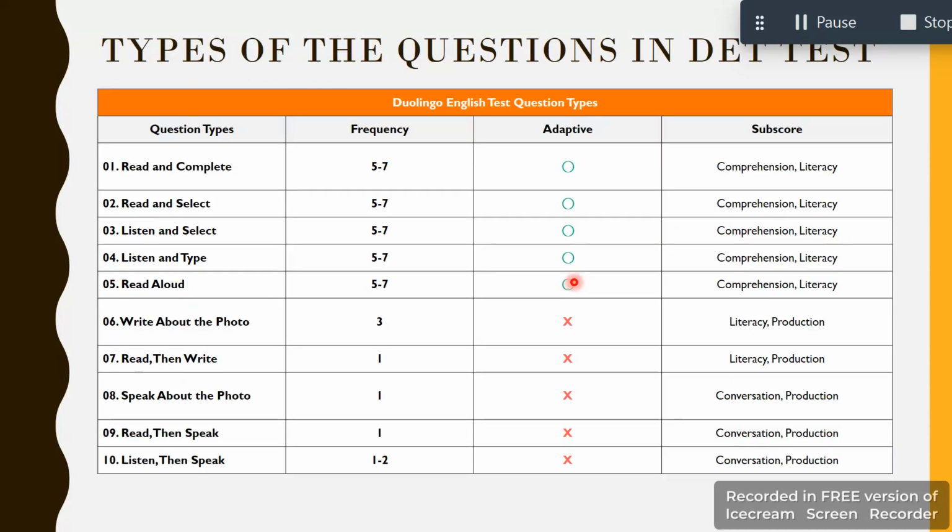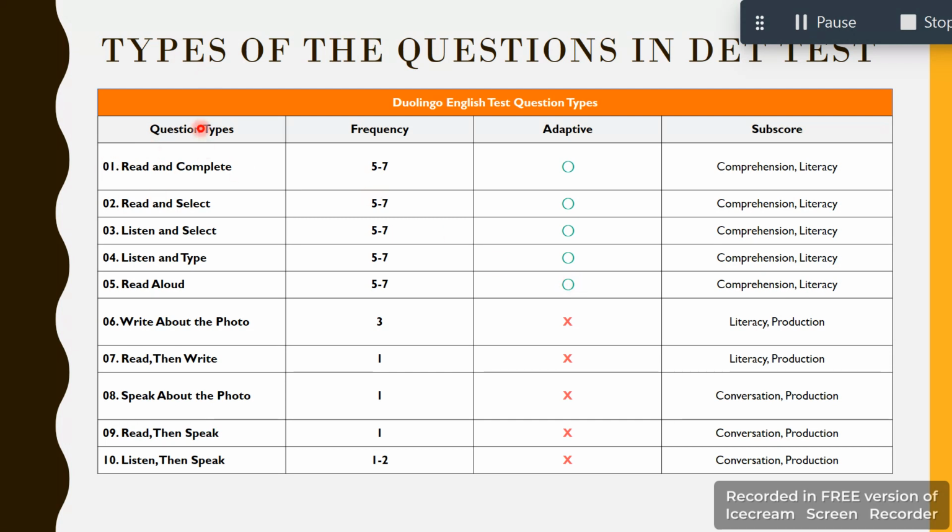Well, the next thing is about the types of the questions that will appear in the Duolingo English test. Totally we have 10 types of the questions, and we have two additional sample questions at the end of the test, which are not scored. I'll be talking about them later on.